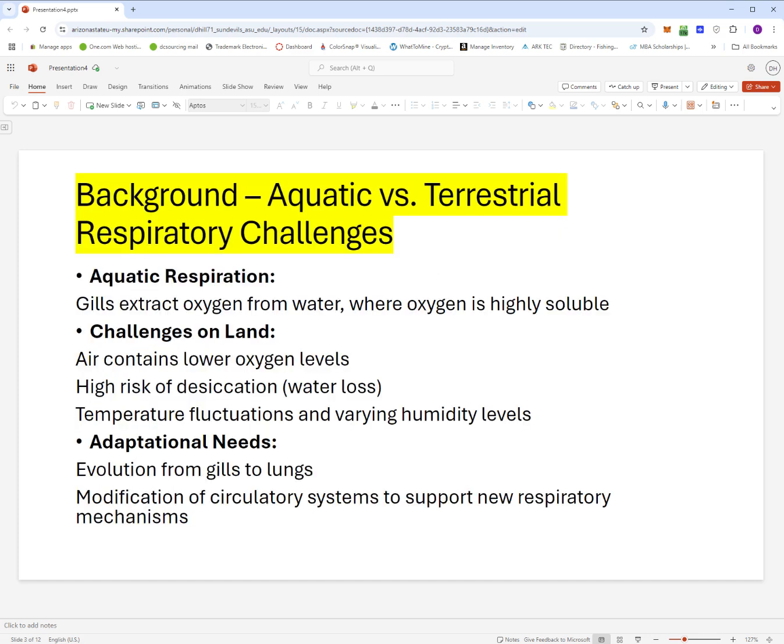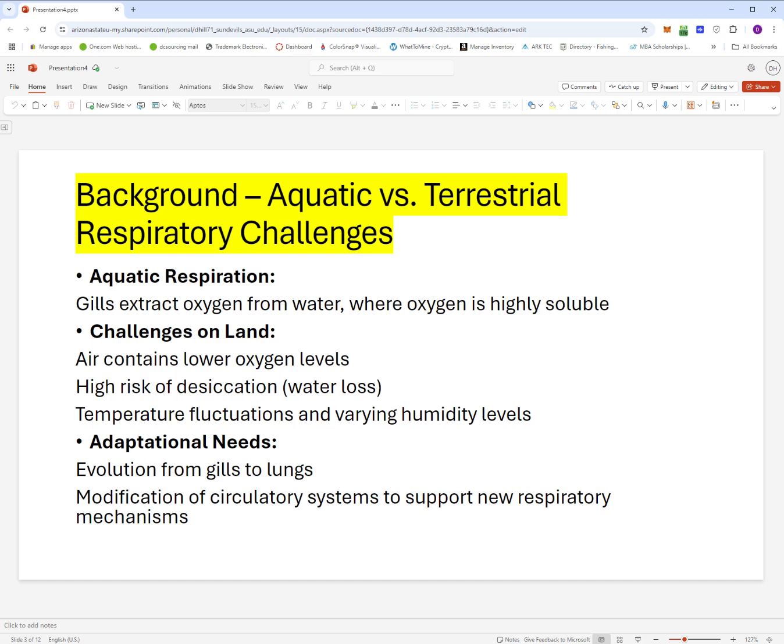In this slide, I want to provide a detailed overview of the fundamental differences between aquatic and terrestrial respiratory systems and the challenges vertebrates face when moving from water to land. Let's start with aquatic respiration. In water, vertebrates primarily use gills to extract oxygen. Gills are very effective in an aquatic environment because water contains a high concentration of dissolved oxygen. And gills are structured with a large surface area, allowing for continuous water flow and efficient oxygen uptake. The water that passes over the delicate gill filaments allows oxygen to diffuse directly into the bloodstream.